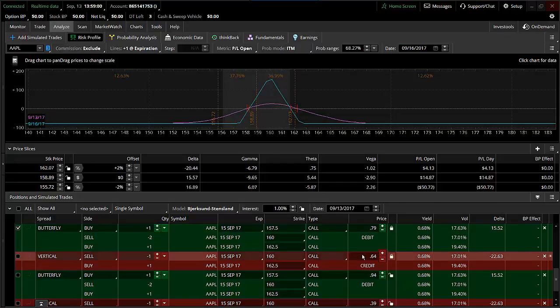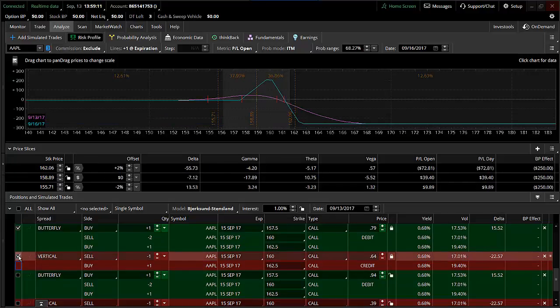Now to reduce the risk of this trade, what we did, since Apple looked like it could potentially go lower, and it did, we sold a bear call credit spread, an additional leg, selling the 160, buying the 162.5. So that's a bear call credit spread, brought in 64 cents credit.